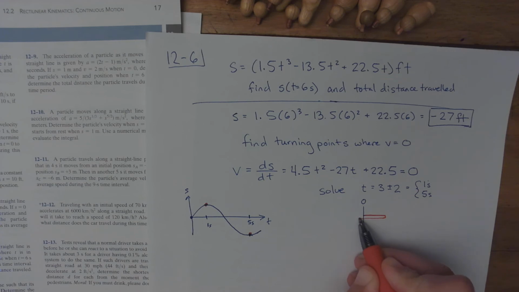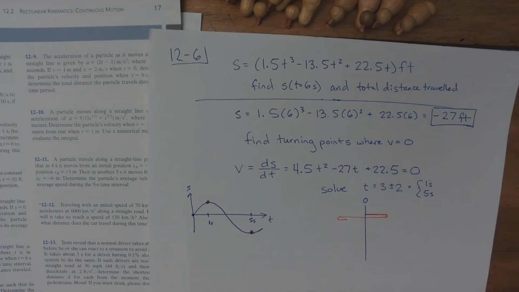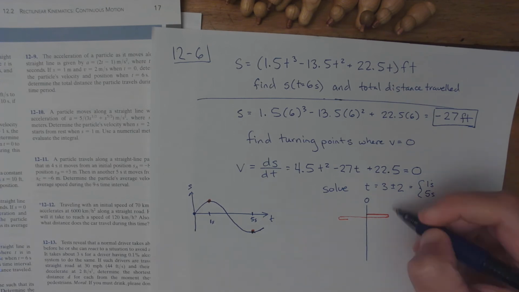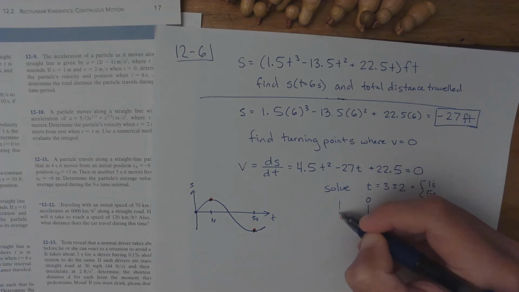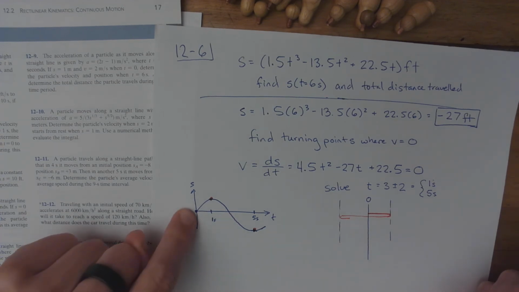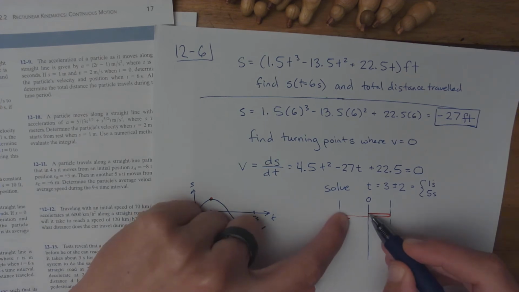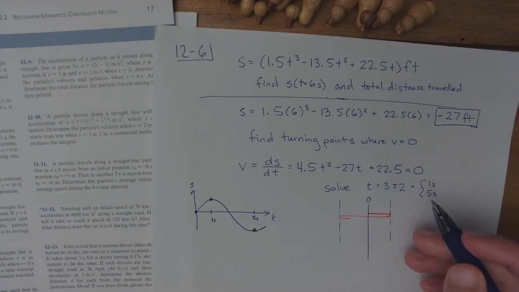Okay, and then we go over this way, and then we turn around at 5 seconds, and then we start going back, but we don't make it all the way back to 0. Okay, so if I just took the position of the particle at 0 and the position of the particle at 6 seconds and did the difference of those two, that would give me the displacement. That would be the distance from here to here. But that's not what I want. I want the total distance traveled.